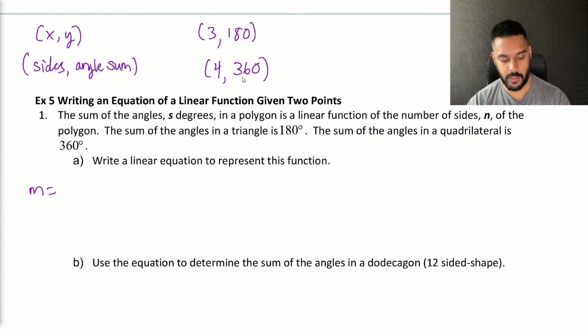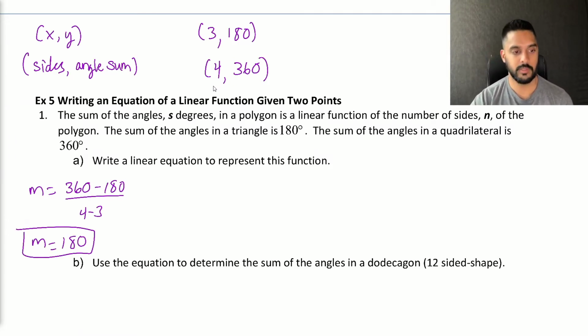then I'm going to do 360 minus 180. There's the difference in our y's, so that's our rise. And then 4 minus 3 along the bottom. So our slope is actually 180. Right? So every time I go up a side length, it looks like I have to change this by 180.